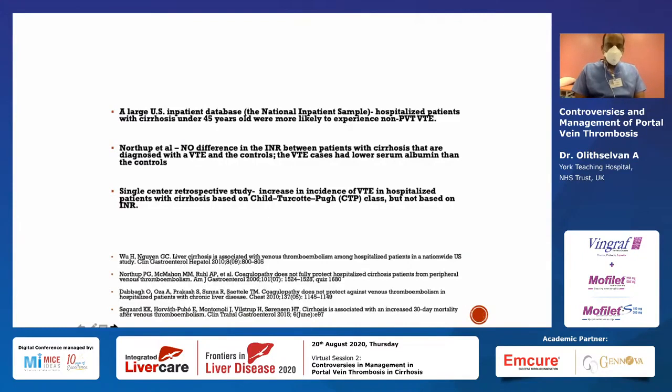If you look clinically for the evidence for that, there's a large US inpatient database which tells us that cirrhotic patients under 45 years of age are more likely to experience non-PT, non-PVT related venous thrombosis. And if you look at patients who develop thrombosis, there is no relation with INR. So in other words, if you have a patient who has a high INR, it does not mean that the patient is not going to get a thrombotic episode. But this venous thrombosis and portal vein thrombosis is more related to the Child-Pugh score, which denotes overall worsening liver failure.